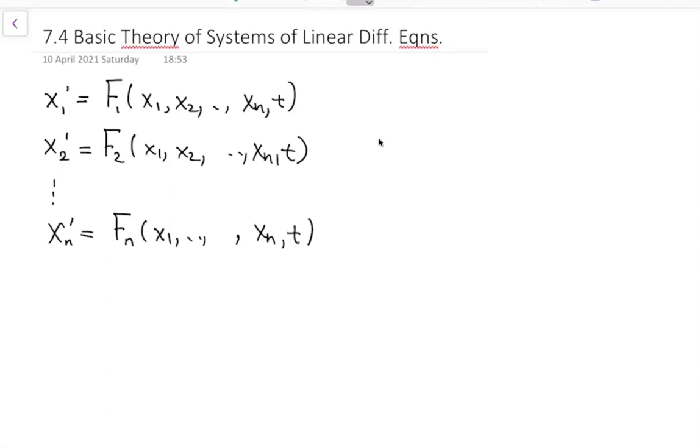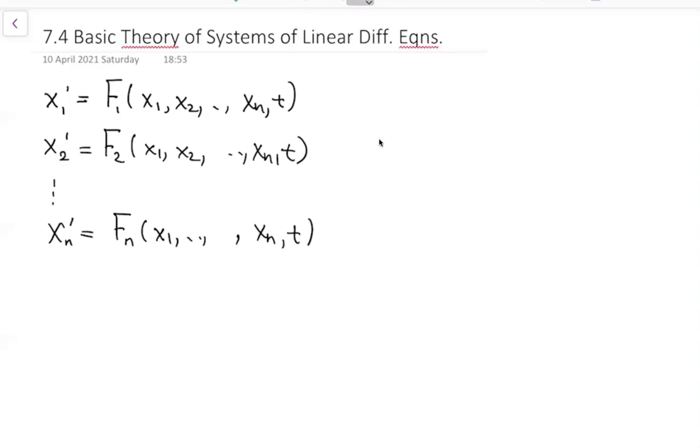Remember, in the first section, I gave you two examples. One was the predator-prey system, the other was a tank problem. We saw one of them was nonlinear, the predator-prey one, and the tank problem was a linear problem because we were able to express it in terms of a matrix. Mainly in this section, we will look at linear differential equations. So here we assume that all these functions fi, written in terms of x1 to xn and t, are linear with respect to x1 to xn. We don't care about t here.